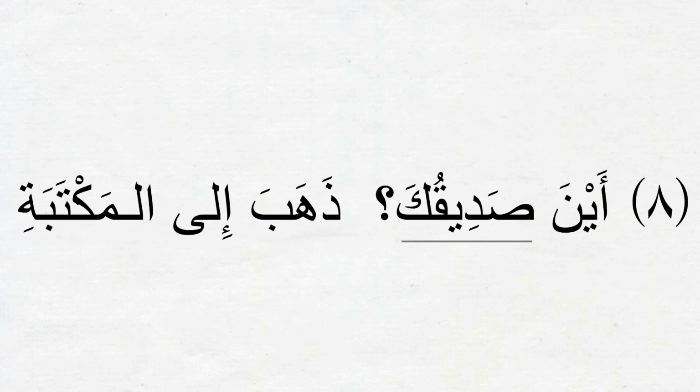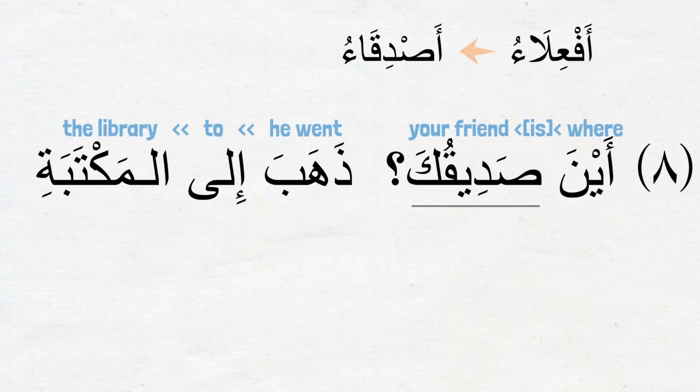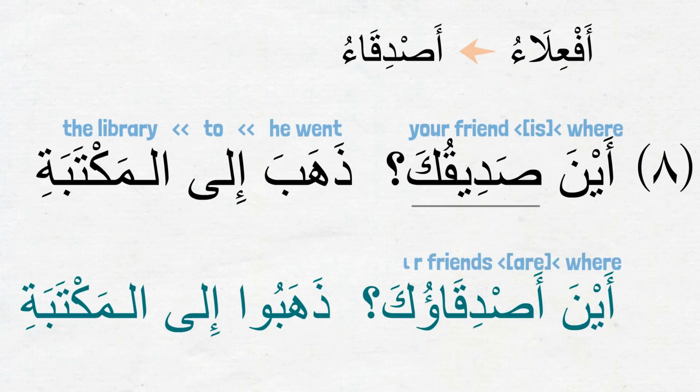Let's see what we have in part 8 now. أين صديقك؟ ذهب إلى المكتبة. Where is your friend? He went to the library. The plural of صديق follows the broken plural pattern أفعلاء. Can you try to convert صديق to أفعلاء pattern? It is أصدقاء, right? So the question should be أين أصدقاؤك؟ Where are your friends? And we just learned that the plural form of ذهب is ذهبوا. So we should write our answer as ذهبوا إلى المكتبة, which means they went to the library.